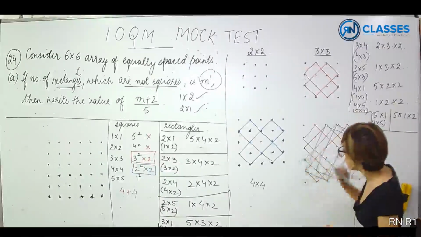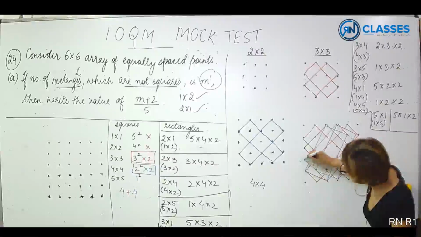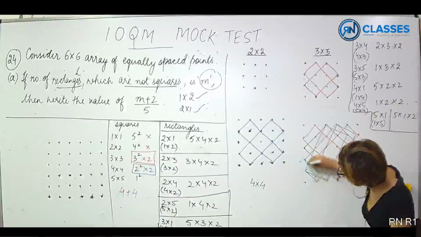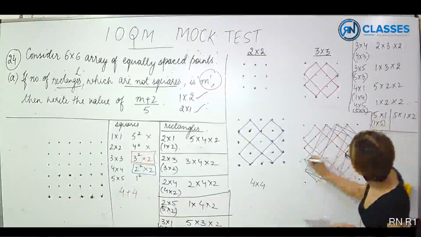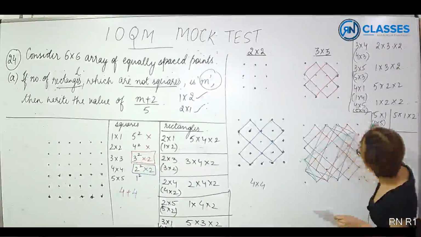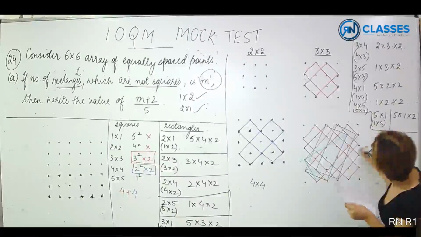Now let me take this point. Right? First of all, obviously I will not take this slope. I will start with this slope itself. Right? Now I need to look for my rectangle. So it would be something like this. Right? Okay.